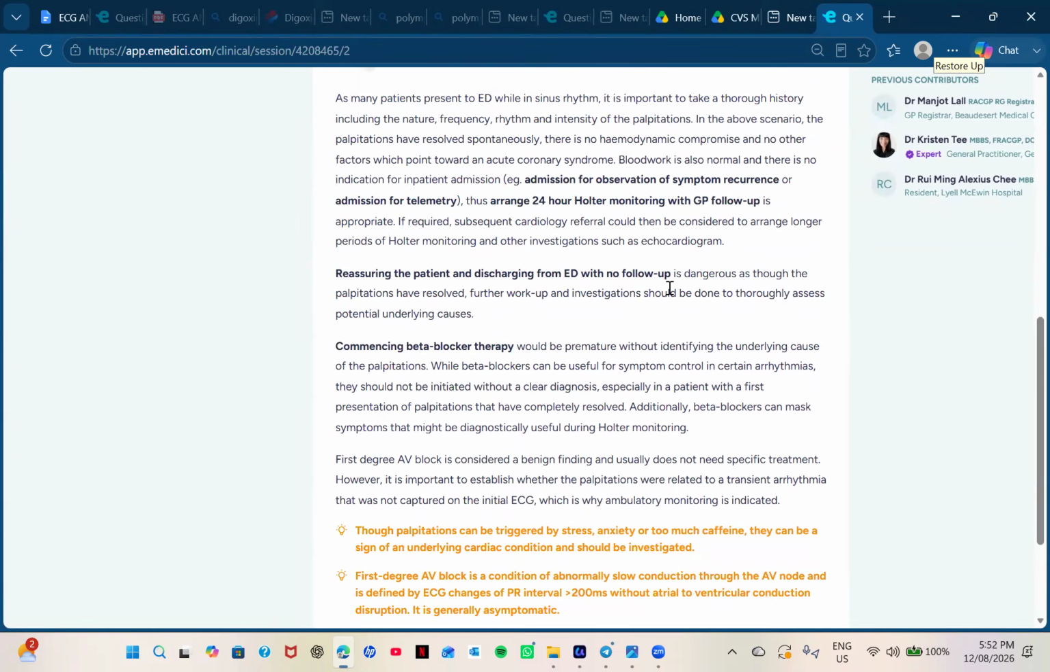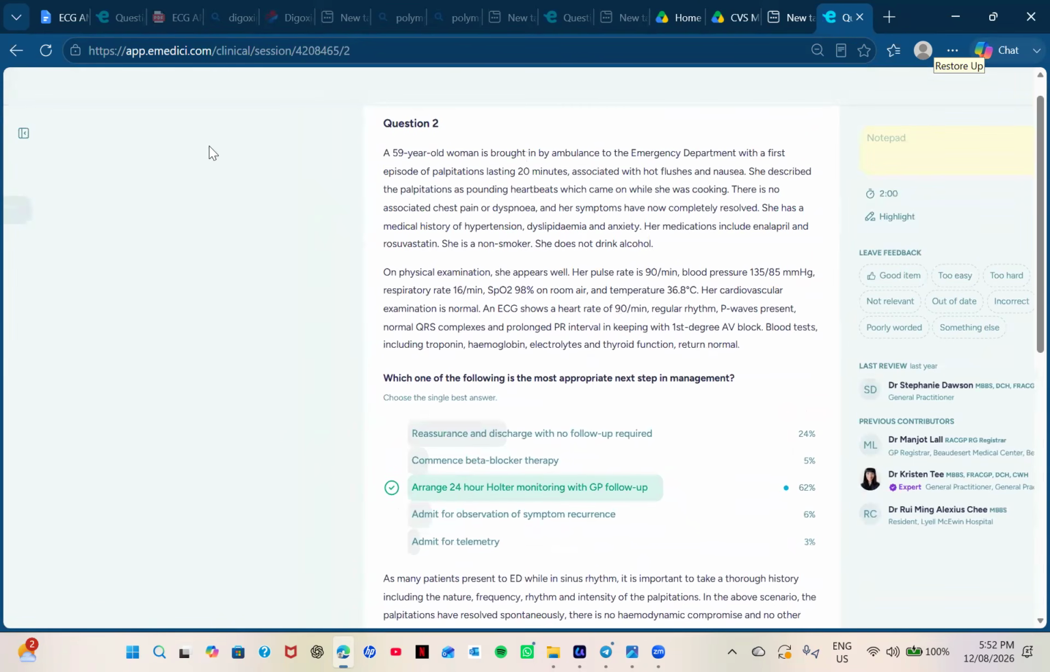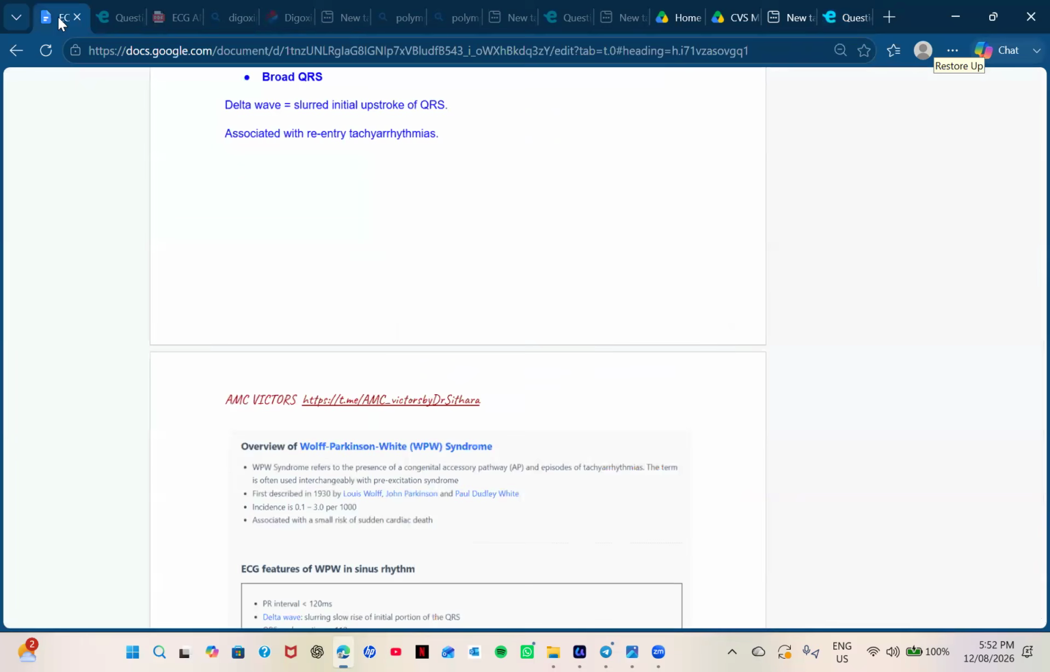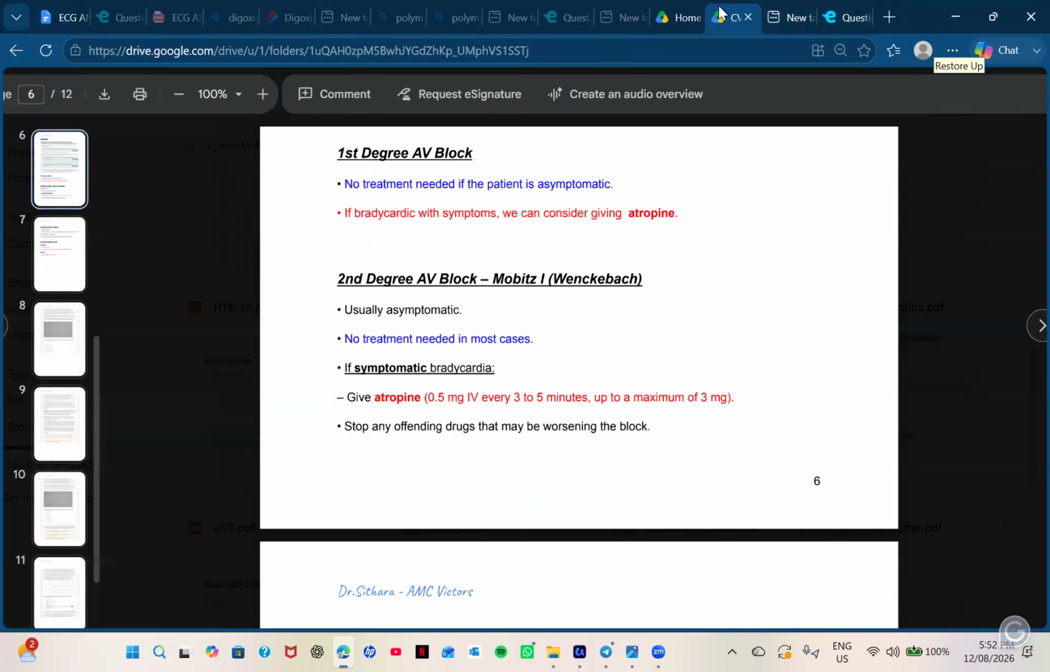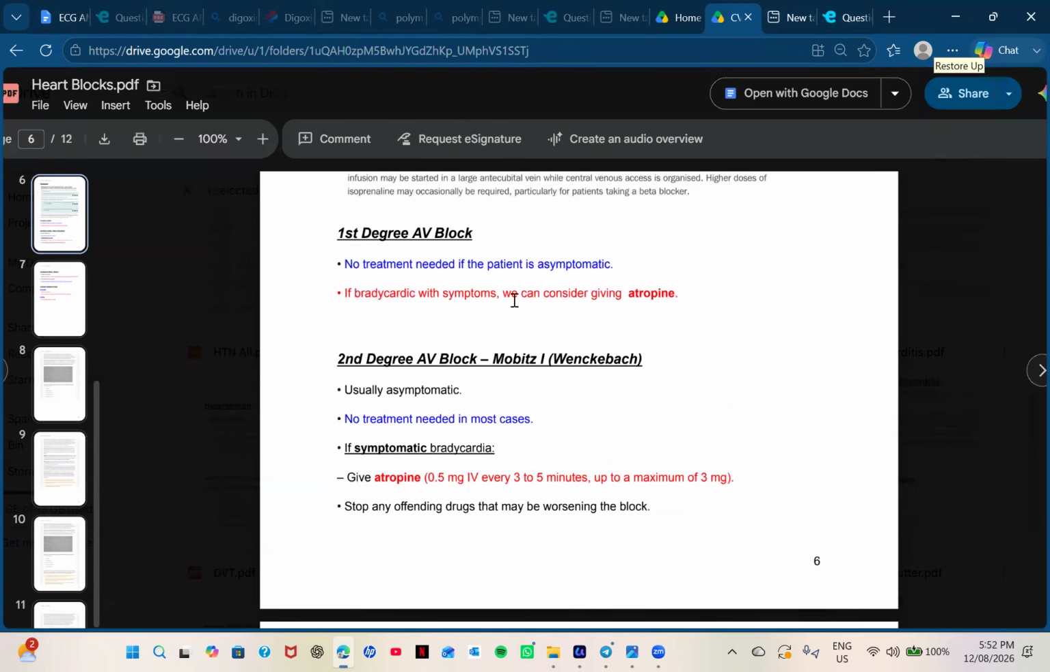Reassuring the patient and discharging is dangerous, even though the palpitations have resolved. Further workup and investigation should be done thoroughly to find the patient's underlying cause, right? So that is the reason. Keep these points in your mind. If the patient is having some bradycardic symptoms, you can consider atropine, which they have given in the therapeutic guidelines, but remember that question as well. If that question comes, go with the GP follow-up and the monitoring of this.